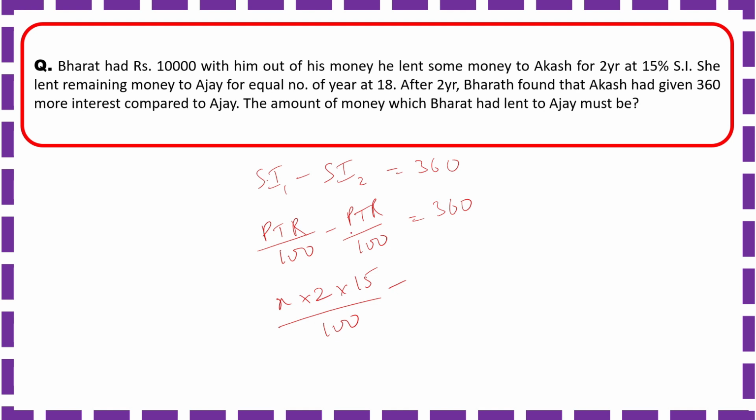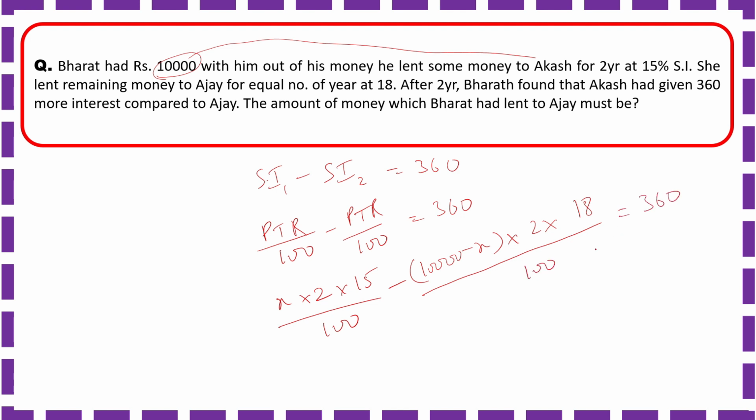Why? Because out of this 10,000, some amount was lent to Akash and the remaining amount to Ajay. So if Akash gets x rupees, then Ajay must get the remaining, that is 10,000 minus x. Okay. So 2 into, what is 2? 2 is the number of years, and percentage 18% by 100, that is equal to 360. So calculate this, you'll get x as 6,000 rupees.